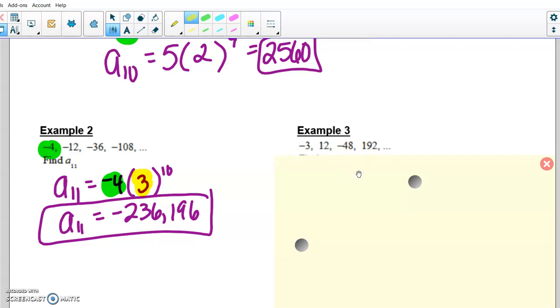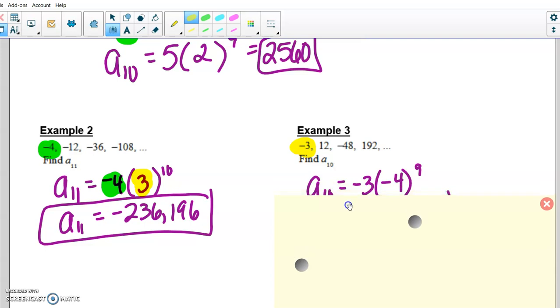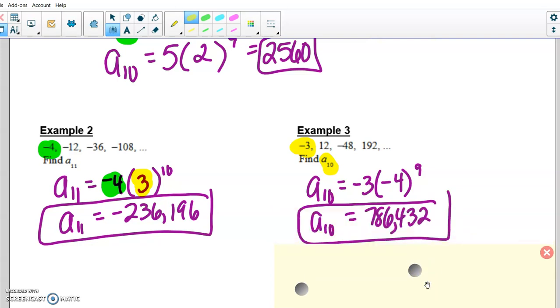All right, third example like this. Our sequence is -3, 12, -48, 192. Again, we can see that our first term is -3, but we also have to find our common ratio. So you're going to do 12 divided by -3, or -48 divided by 12, and you should see that the common ratio is -4. We're trying to find the 10th term, so when we put it into our formula, we would do 10 minus 1. That's why there's a 9 here. Now in your calculator, you would do -3 times -4 to the 9th power. And when you do that, you should get 786,432.